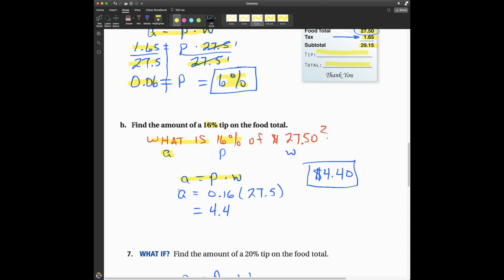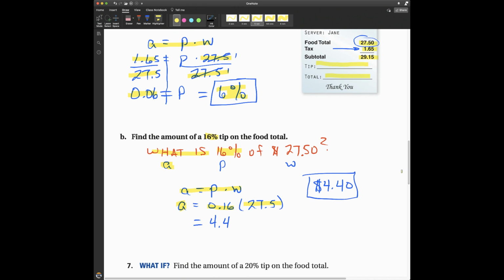Here's my equation. I need to figure out what A is. My percent, I like to write mine as a decimal, and then I put 27.5. I get 4.4, but now we got to think about this in the context of the problem because I'm looking for a tip, which is a dollar amount. So I'm not going to say $4.4, but I can say $4.40. I just add that zero on there when I'm talking about money.